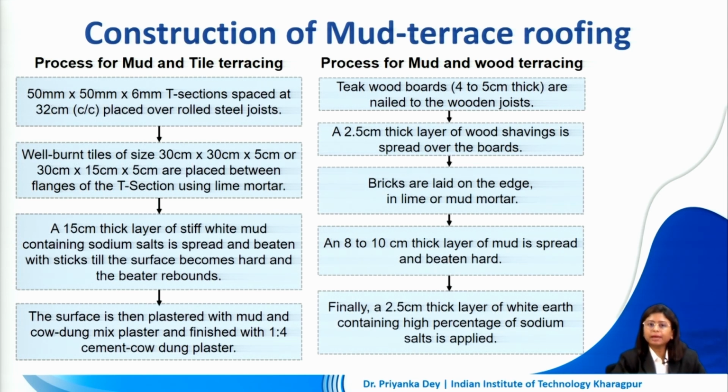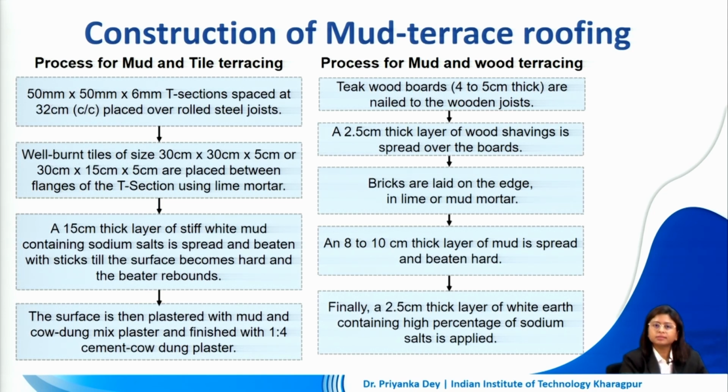So 50 mm by 50 mm by 6 mm T sections are spaced at 32 centimeters center to center, and they are placed over rolled steel joists. So let's say the roof is made up of rolled steel joists, on top of which we are placing T sections spaced at 32 centimeters center to center.